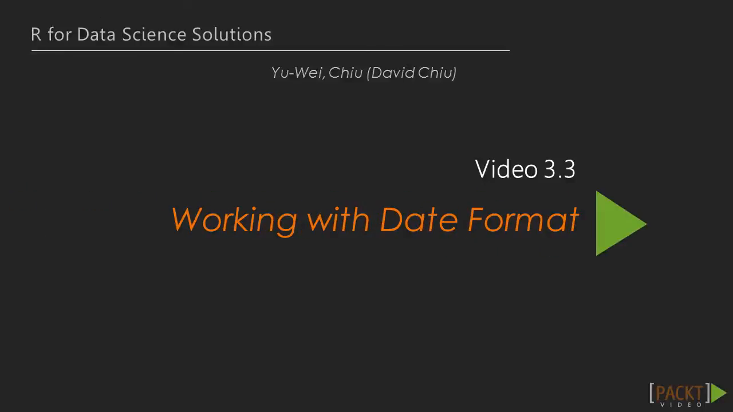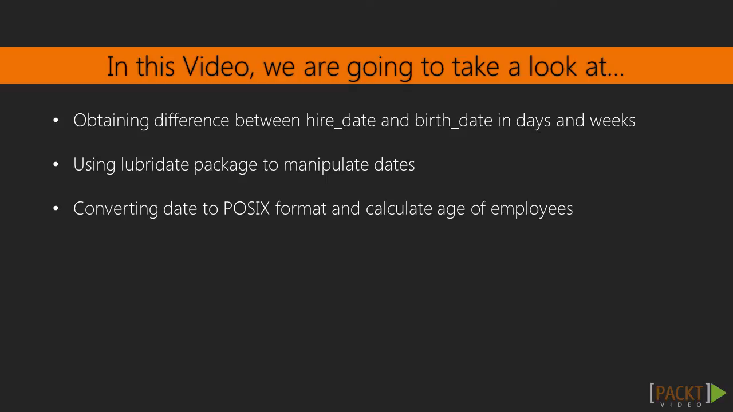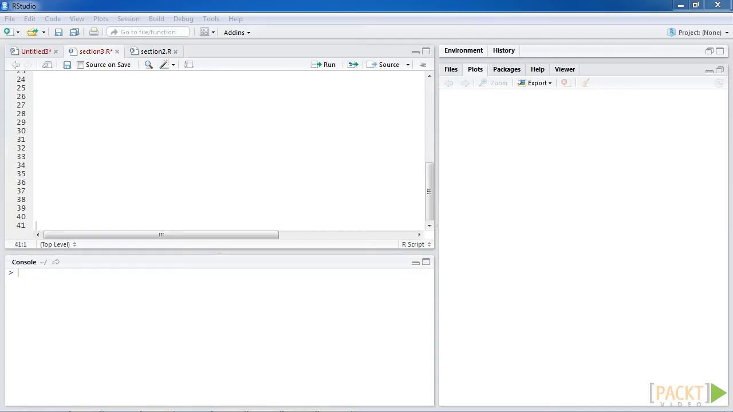In the previous video, we looked at converting data types of variables. In this video, we're going to take a look at obtaining the difference between hire date and birth date using the Lubridate package to manipulate dates and calculating age of all employees. Before starting, we'll need to ensure that each attribute of imported data has been converted into the correct data type.